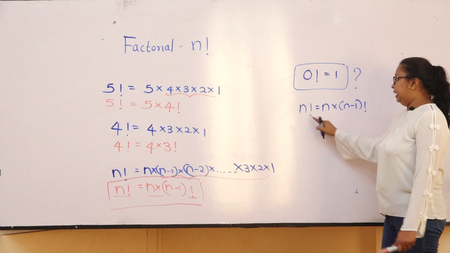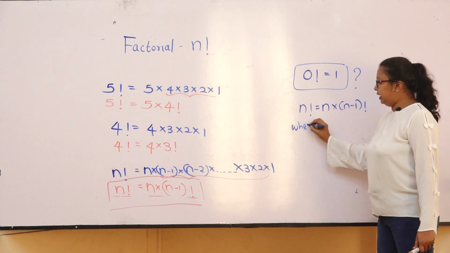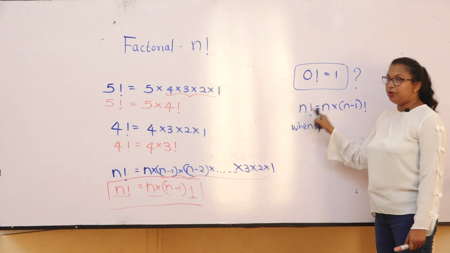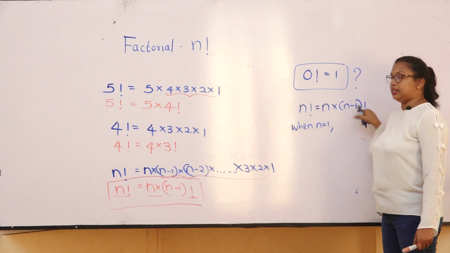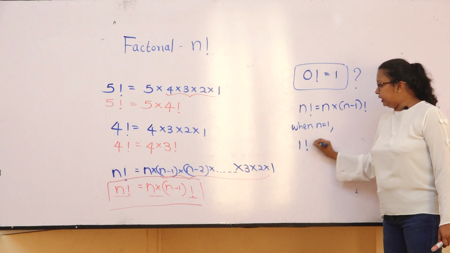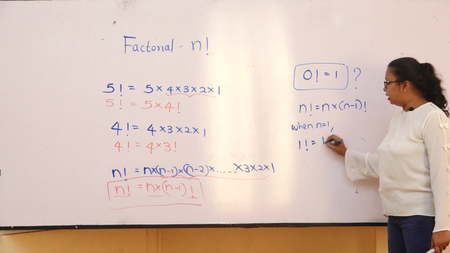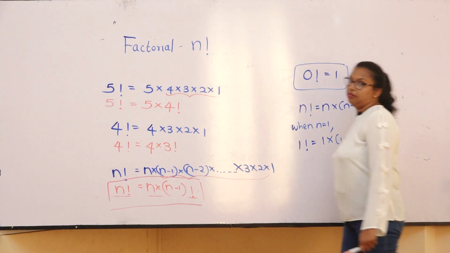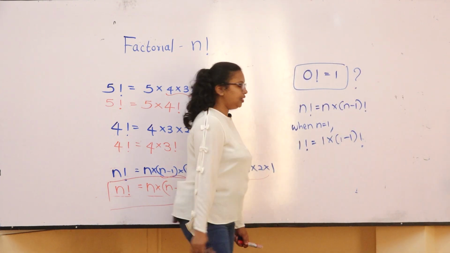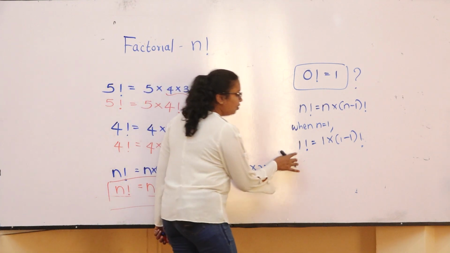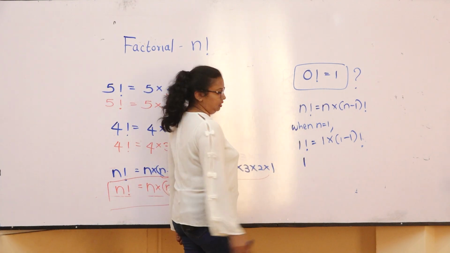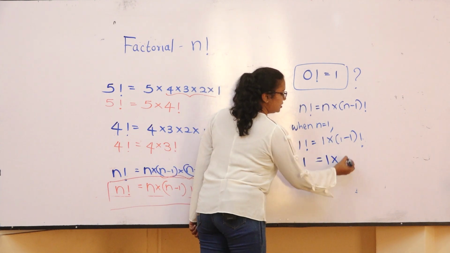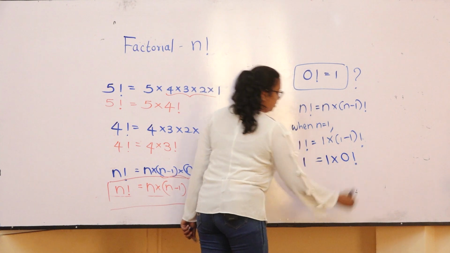Let us take the condition when n equals 1. Now, I am going to substitute 1 in all these n's. 1 factorial is equal to 1 times 1 minus 1 factorial. Okay. 1 factorial, you all know that it is 1, equals 1 times 1 minus 1, which is 0, factorial 0.